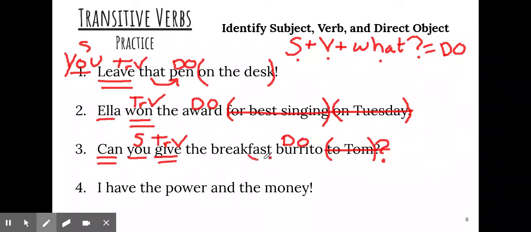Breakfast is over here just as an adjective, just telling us what kind of burrito we're talking about. It's got eggs and bacon and cheese. It's delightful and delicious. Tom's a lucky man. All right, the last one.